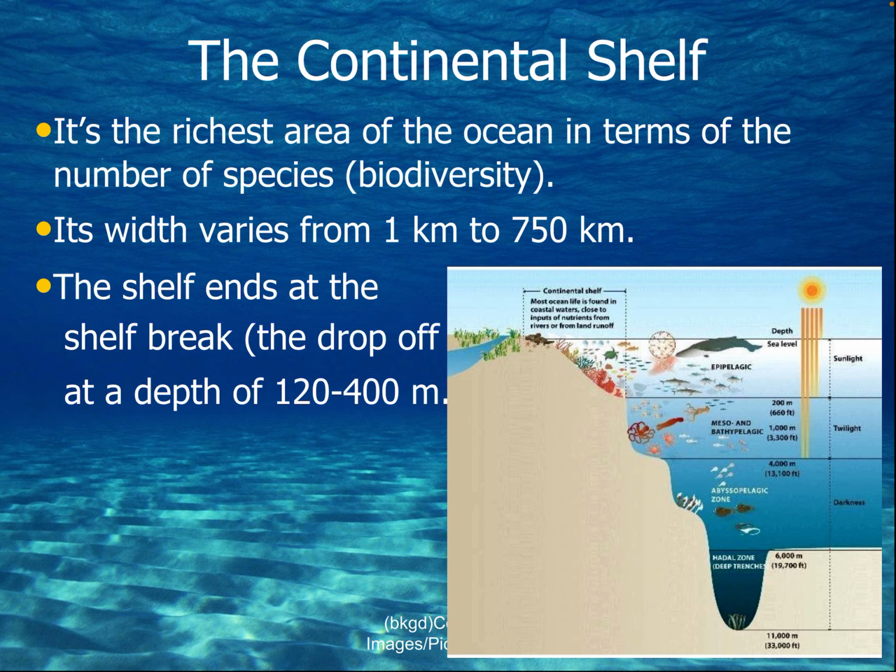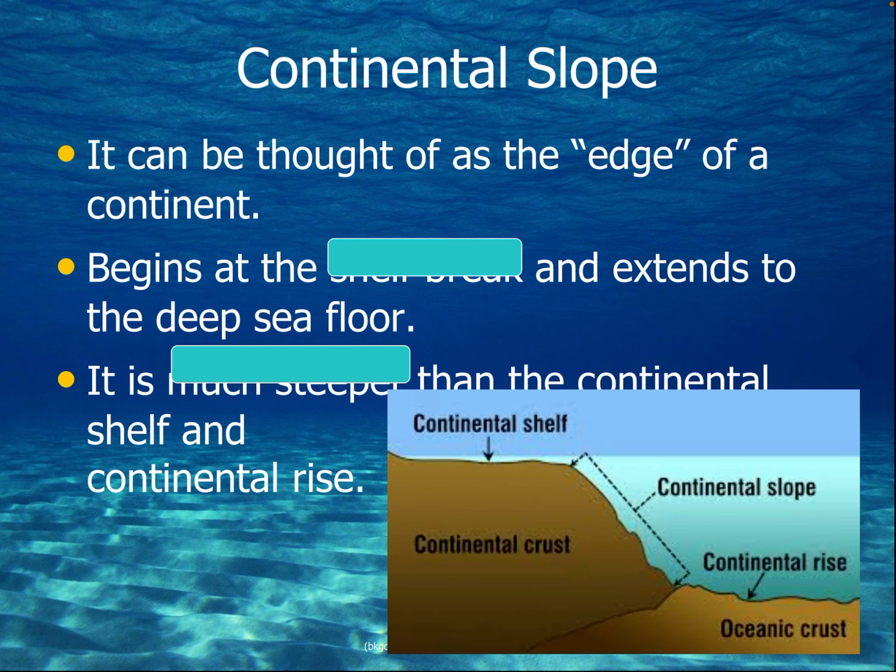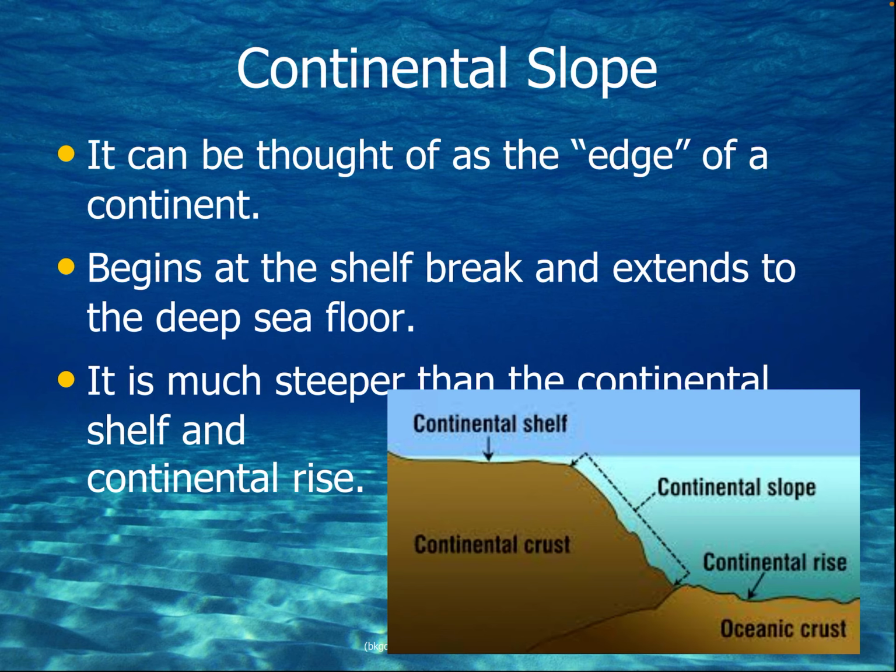So when you look at this particular picture here, you can see this shelf actually goes quite a bit downhill. A lot of shelves are more flat than this, but that's where the concentration of life is. Now, the continental slope is kind of the edge of the continent. It's where the shelf break or drop-off starts, and the continent slopes all the way down to the deep sea floor. The continental slope, as you see in this picture, is much steeper than the continental shelf, and the continental rise, which is the last part, right where the oceanic and continental crust meet, is the continental rise.